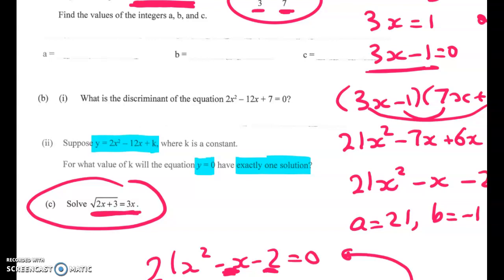So solving this, what I'm going to do first is I'm going to square both sides of the equation, and then I'm going to take a look at what I've got.